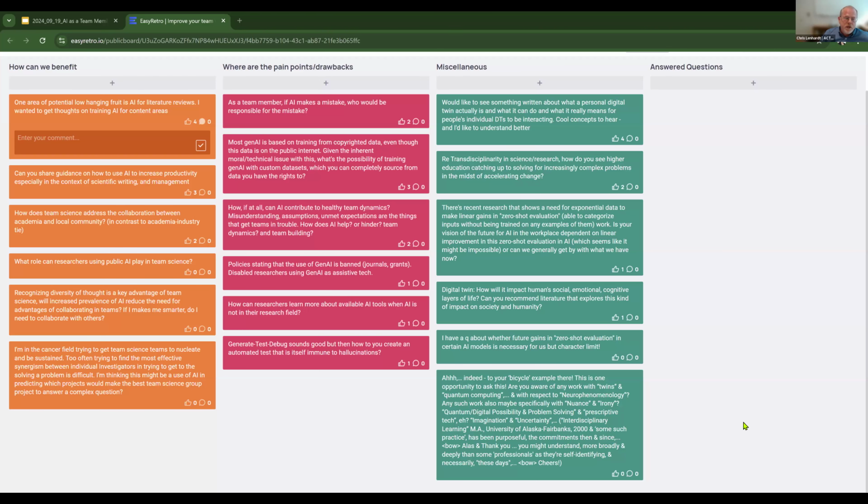Yeah, no, again, there are no easy answers here, and these are just the challenges we're dealing with these days in this context. So I would like to turn to a slightly different context, which is bringing back into the academic realm. We have a question that says, in the context of transdisciplinarity in science and research, how do you see higher education catching up to solving for increasingly complex problems in the midst of accelerating change?